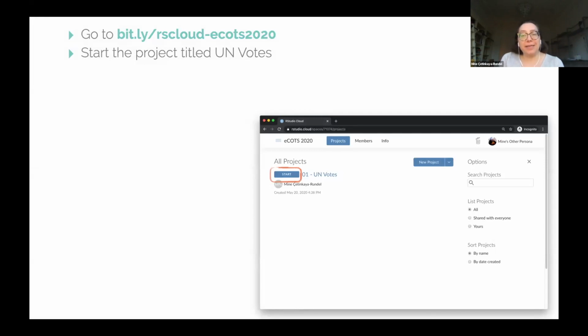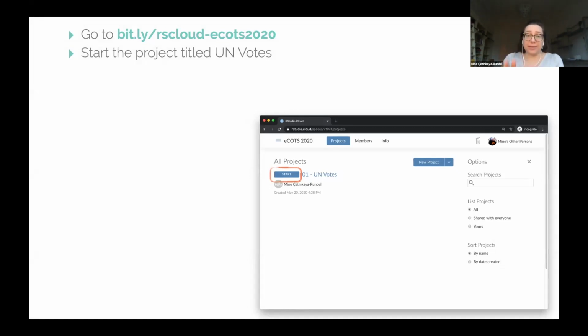And it will ask you to log in. If you have used RStudio Cloud before, you might already have a login. If you have a Google or a GitHub account, you're welcome to use those as well to log in. Otherwise, it will ask you to create an account.